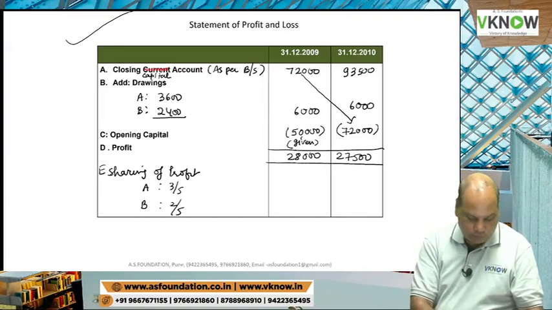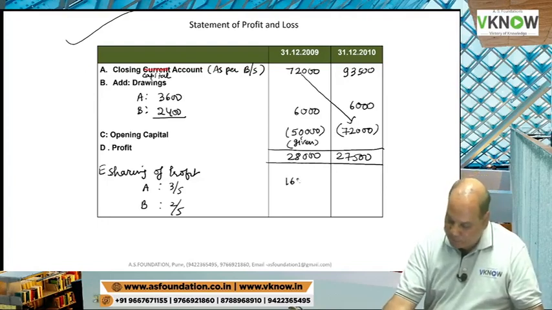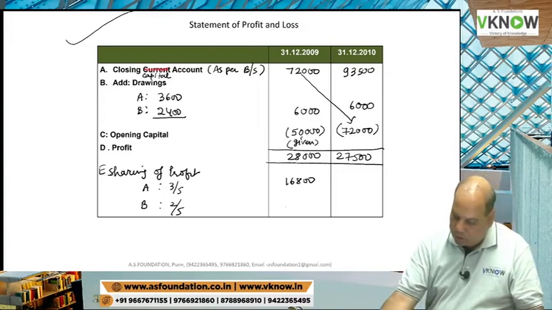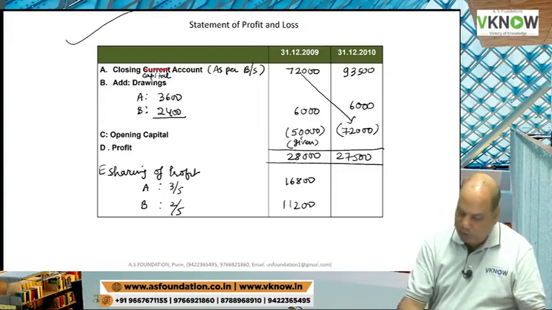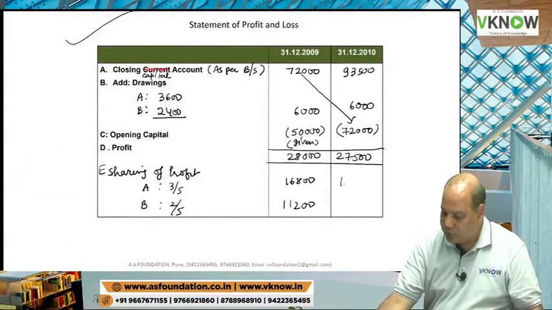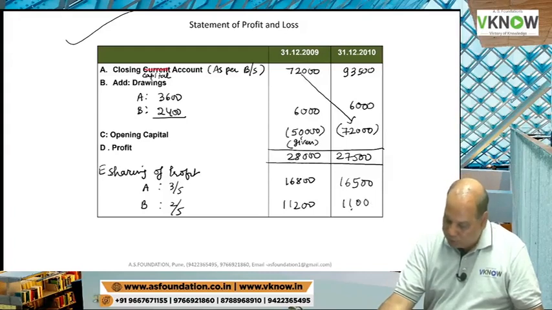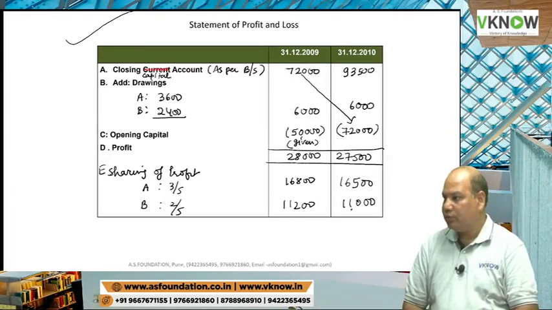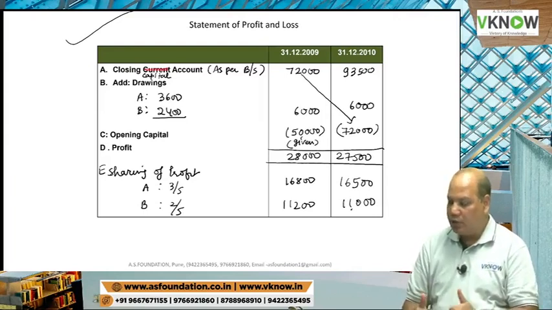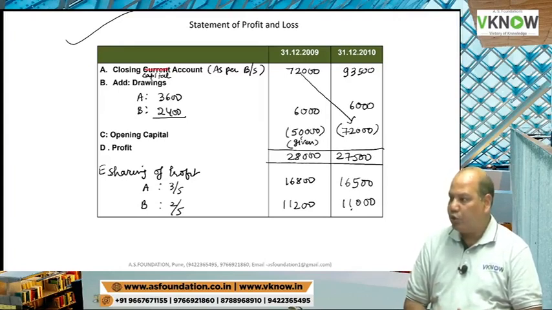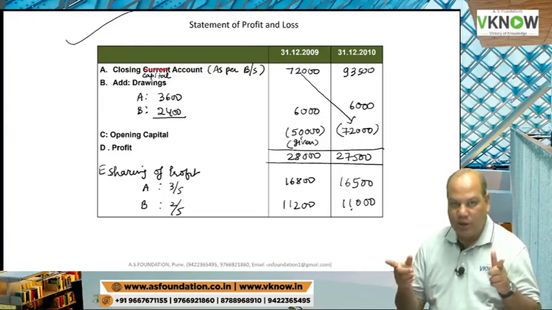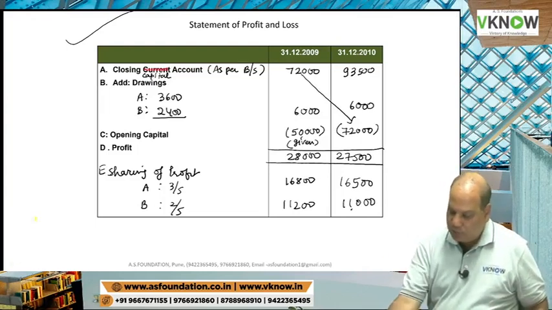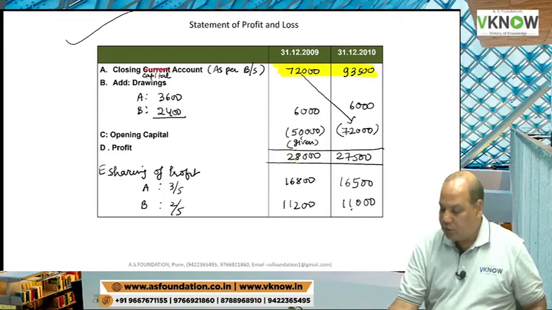So first year is 16,800 and 11,200. Second year, check the answer, 16,500 and 11,000. First you confirm this profit is right and allocation is right. Then I will transfer to partners capital account and close capital account. So first you have to complete the balance sheet. From the balance sheet you will get closing capital. Then find out the profit, apportion the profit.